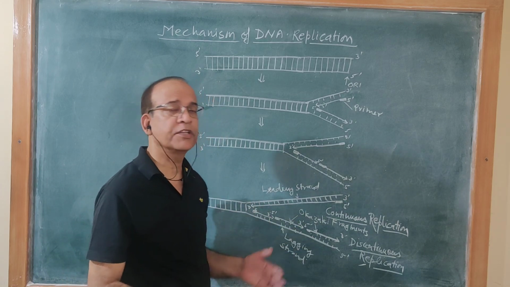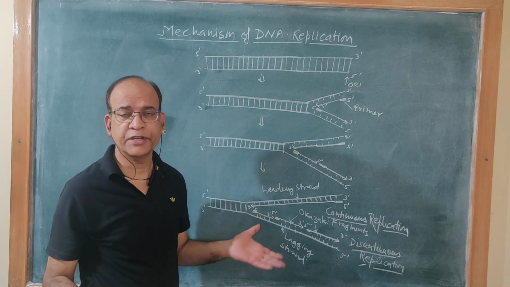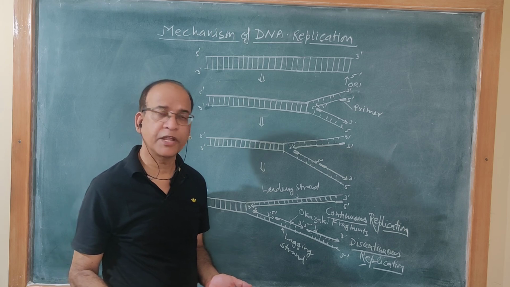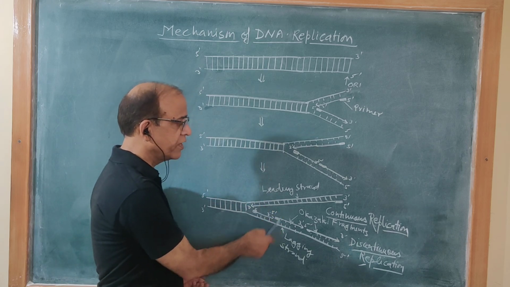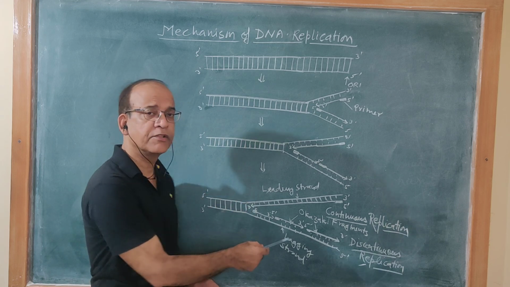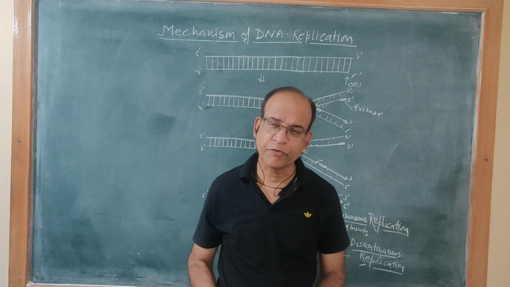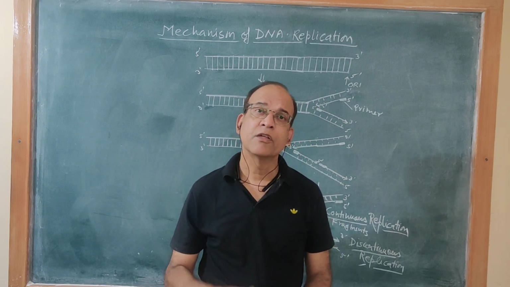This process of DNA replication is also known as semi-conservative replication, because in the two DNA molecules, one strand is old and one strand is new. So this is the process of DNA replication.